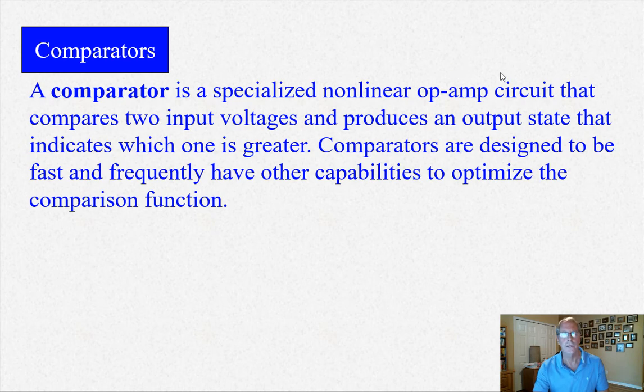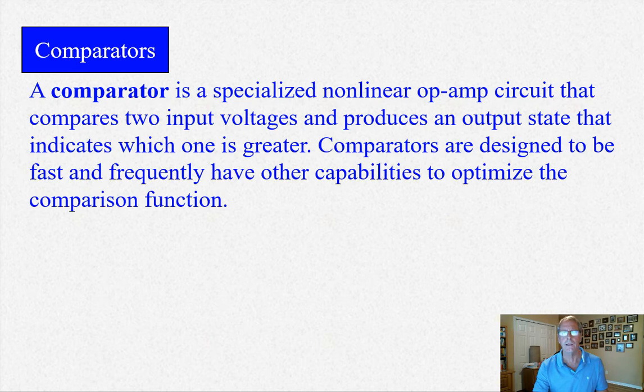Okay, so now that we know how op amps work, we're going to start making some things with them. The first thing we're going to make is a comparator circuit. Now, we're going to take a break from negative feedback. Comparators do not use negative feedback. They actually use positive feedback, and we'll go into that in a moment.